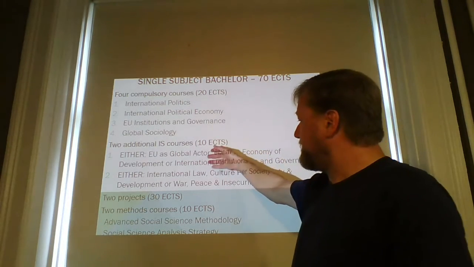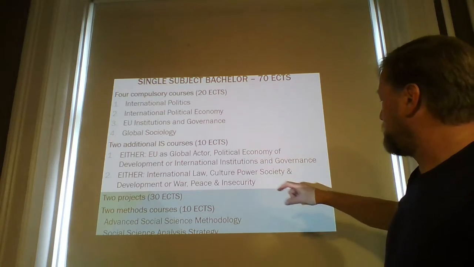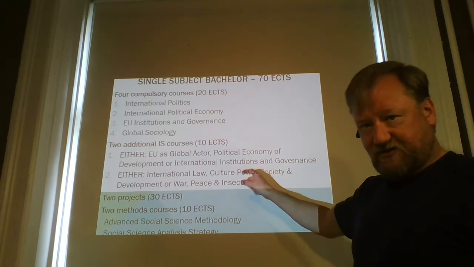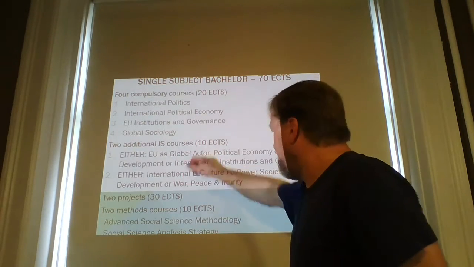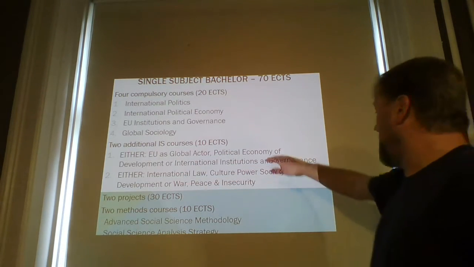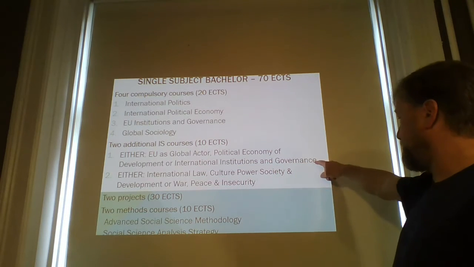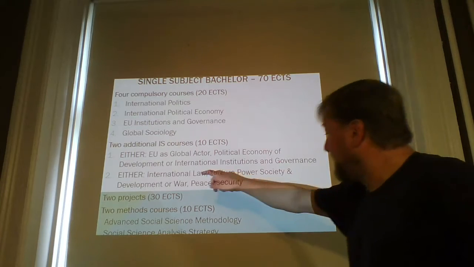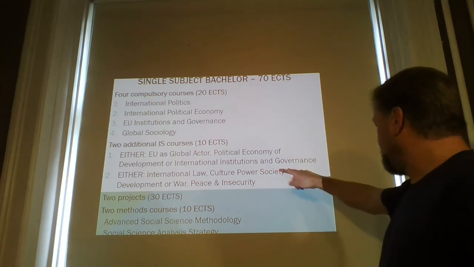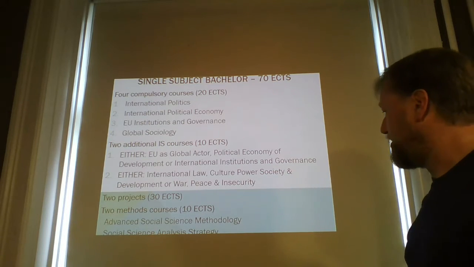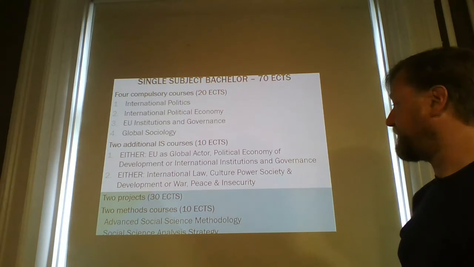In addition, you can take 2 elective courses, and you can choose between a total of 6 courses where you can take 2. And the courses you can choose from would be EU as a global actor, political economy of development, or international institutions and governance. In addition, you can choose between international law, culture, power, society and development, or war, peace and insecurity.